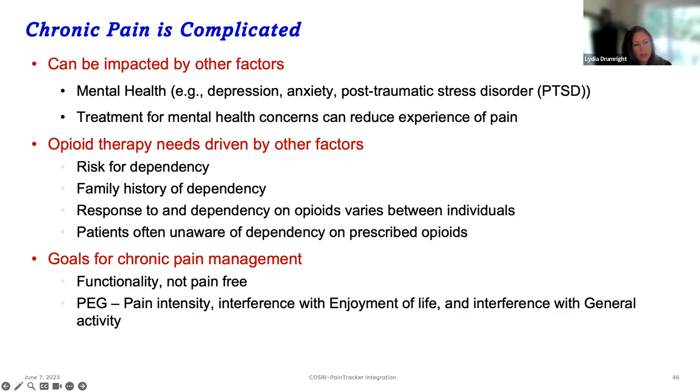And, you know, as we all are aware, opioid therapy needs are driven by other factors. There are risk for dependency, family histories. These are different for different individuals. And patients are often unaware that they become dependent on prescribed opioids. And we particularly saw this when primary care providers told us they were de-escalating patients, and the patients would say, wow, I didn't realize what a cloud I was living in, how much I didn't experience life until I de-escalated.